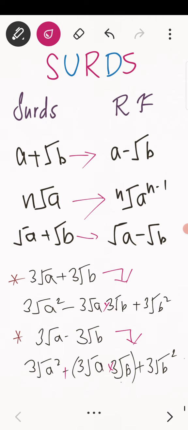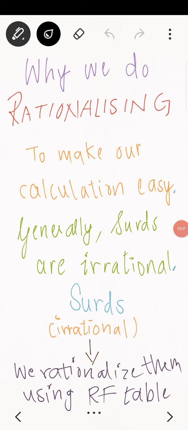Now you might think why we are rationalizing. Here we will see the reason. It's nothing but to make our calculation easy, because surds are irrational by definition. Here I drew a flow chart. You can see surds are irrational. We rationalize them using the RF table. RF is nothing but the rationalizing factor. I think you got why we do rationalizing.